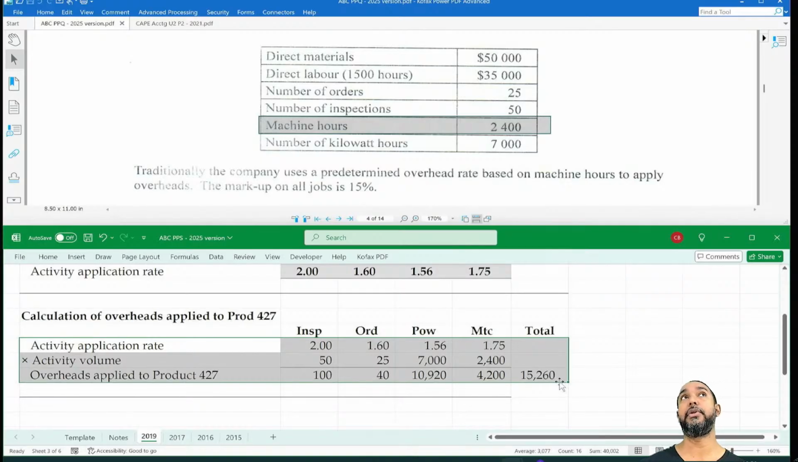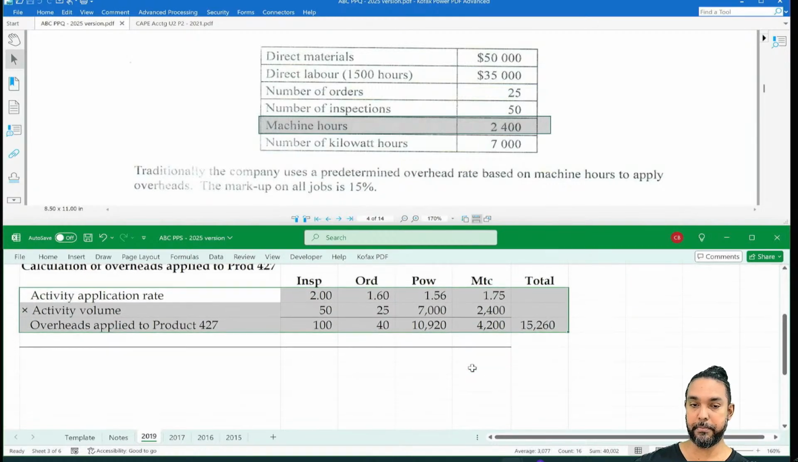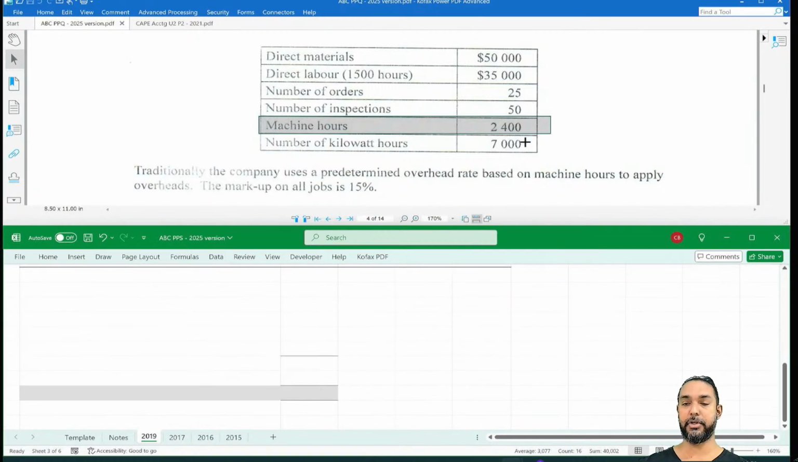And what do you think that'll do to the overall cost of the job? It'll bring it down. And when the cost comes down, the selling price comes down as well, which will make our bid more competitive. Let's finish off the question by doing the calculation.